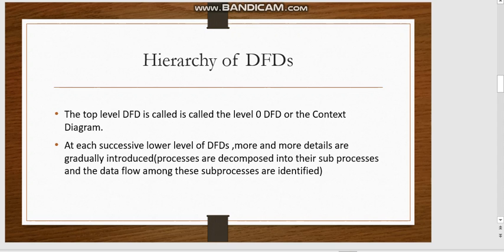Let's now understand the hierarchy of a DFD. The top level DFD is called the level 0 DFD or the context diagram. The DFD drawn at the most abstract level, we call it a context diagram or a level 0 DFD. At each successive lower level of the DFD, more and more details are gradually introduced. It means that the processes are decomposed into their sub-processes and the data flow among these processes is identified. Once we draw the context diagram, we start decomposing the problem into sub-problems, or the process into sub-processes, and the data flow diagram will also represent the data flow among these processes.